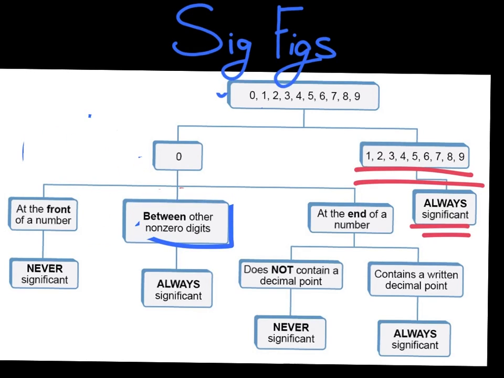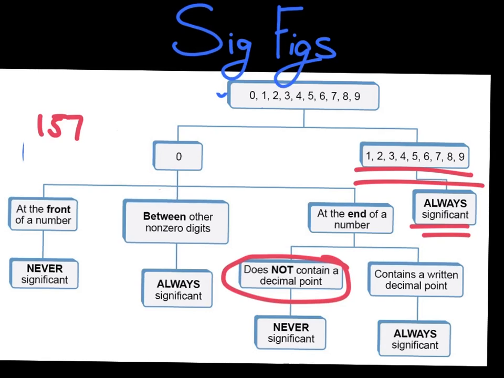So let's dive into what the last one over there says. So it's talking about 0 at the end of numbers. Well, if it does not contain a decimal point, then it will never be significant. So how does this rule apply? Well, that's like if I had the number 1, 5, 7, 9, 6, 5, but then a 0.